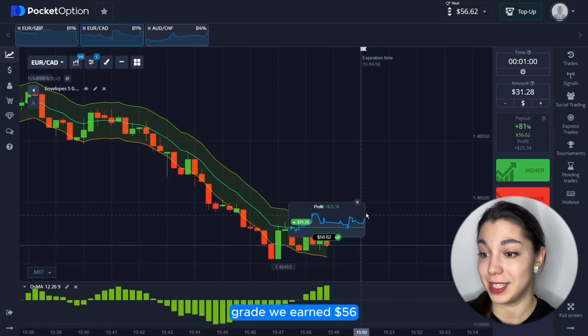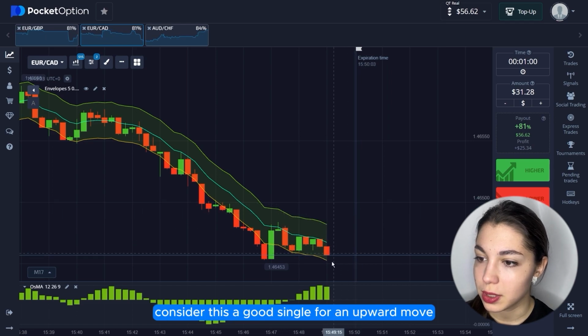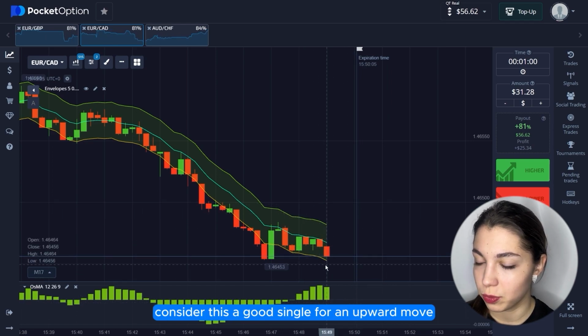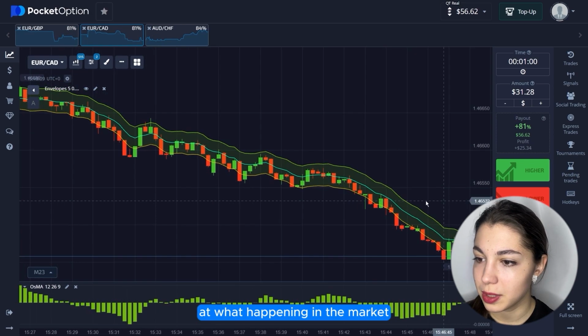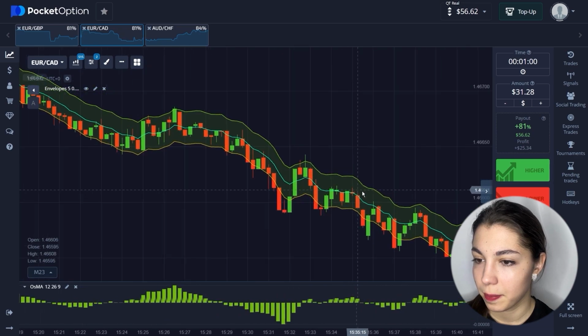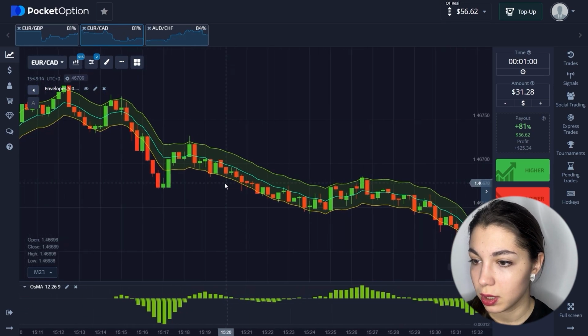Great, we earned $56. The bars crossed 0 from bottom to top. We consider this a good signal for an upward move. Let's take a closer look at what's happening in the market. A very clear downtrend, making this market quite predictable.